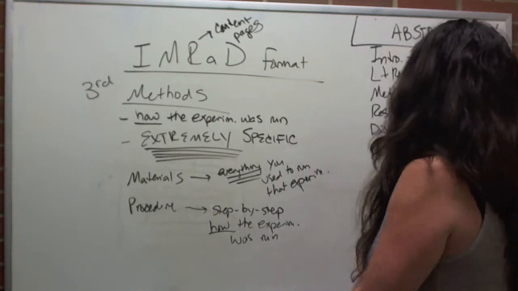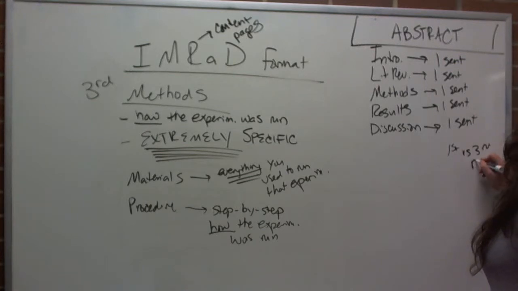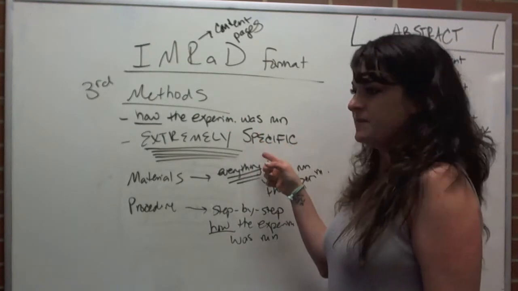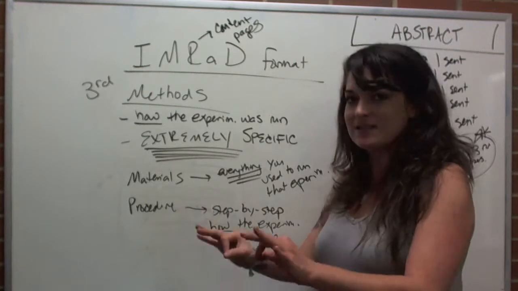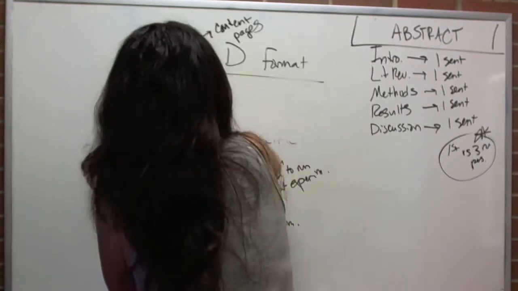Okay, I need to make a note to myself over here. First person versus third person. All right, so we'll come back to that in a second. Okay, so again, methods, super specific. Everything you use to run the experiment, and exactly, precisely, step by step, how you ran your experiment. That's the third section of IMRaD.